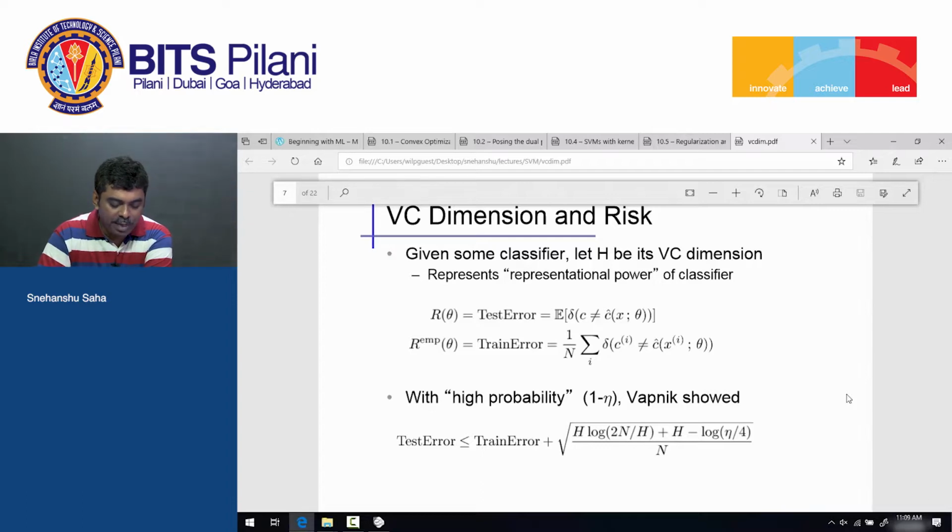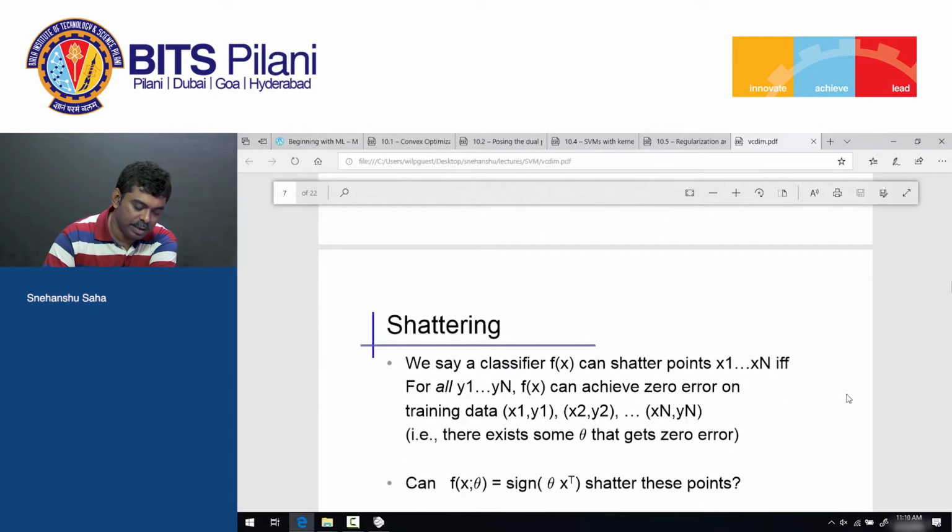training error plus some constant, and this constant depends upon the VC dimension of the classifier, as you can see. Where n is the number of training examples, h is the VC dimension, and nu is the probability of misclassification, so 1 minus this is the probability of correct classification.